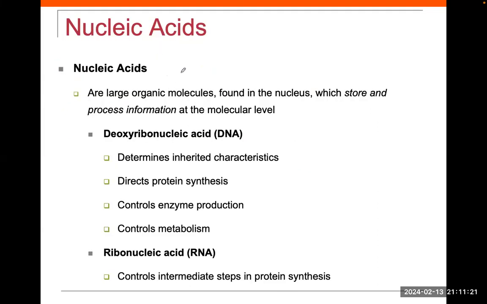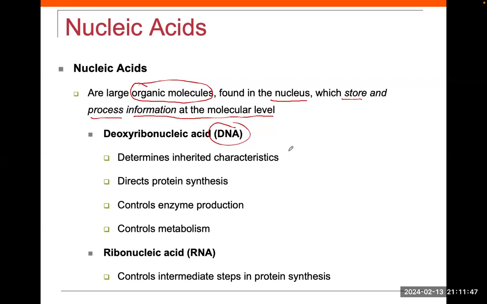So nucleic acids, these are large organic molecules, right? We're still on organic compounds. They're found in the nucleus, which store and process information at the molecular level. So what does DNA do? What is the function of deoxyribose nucleic acid?